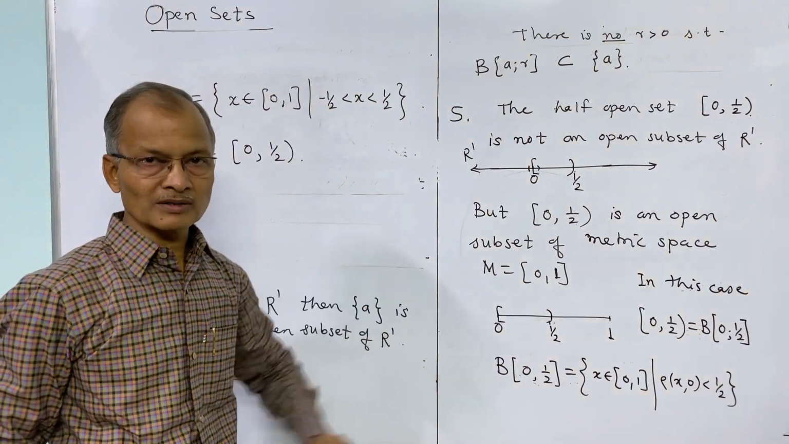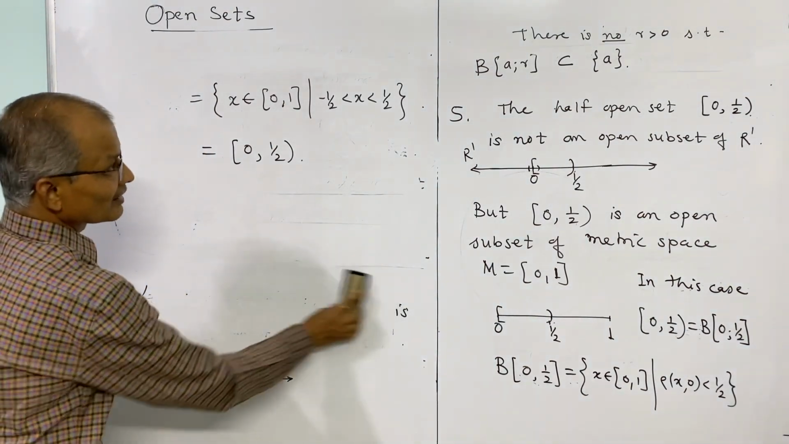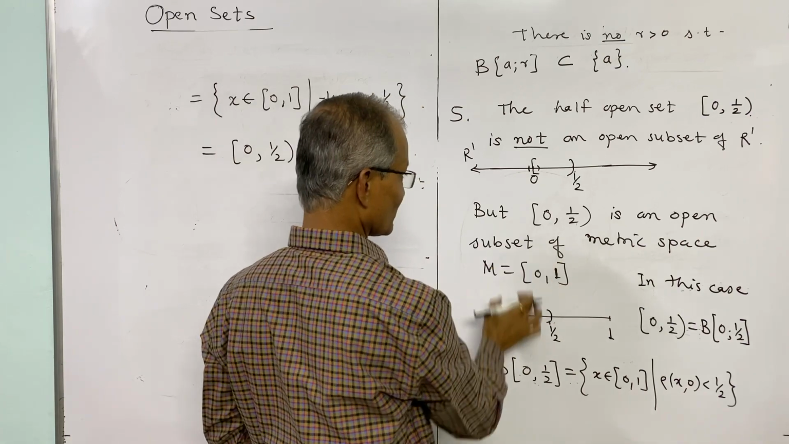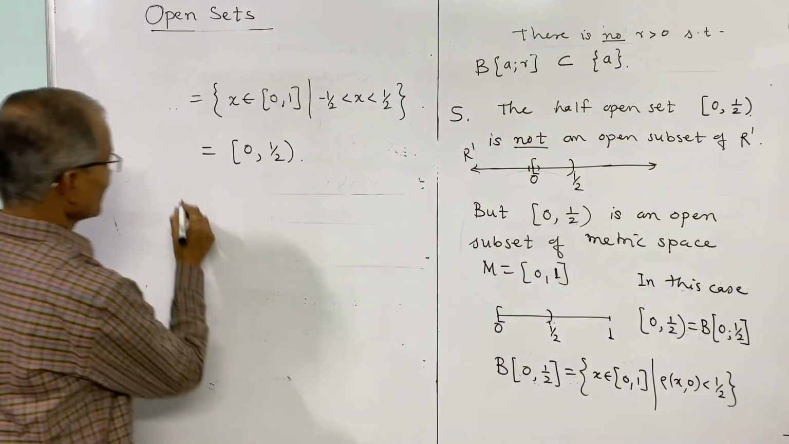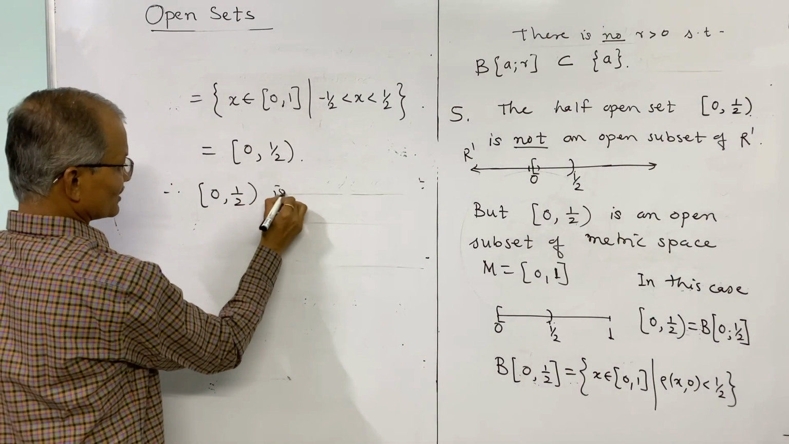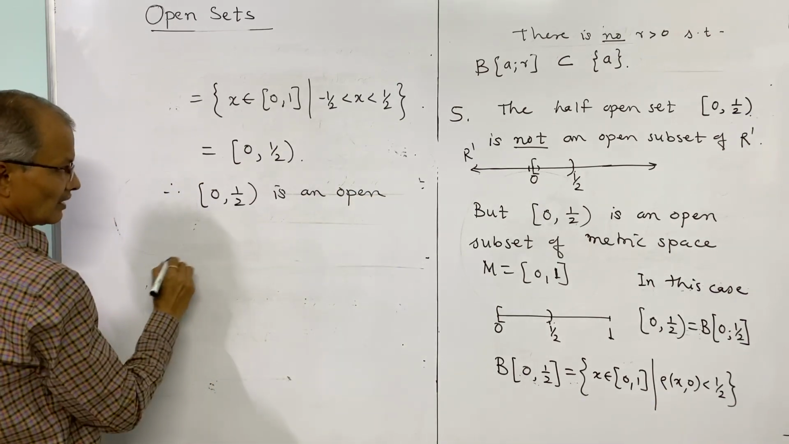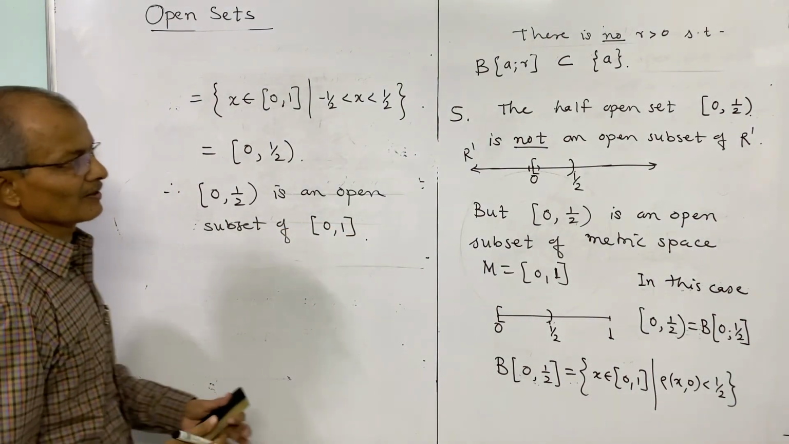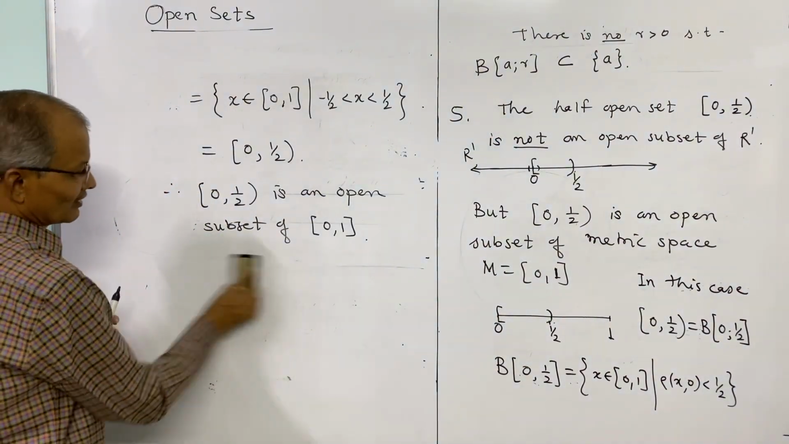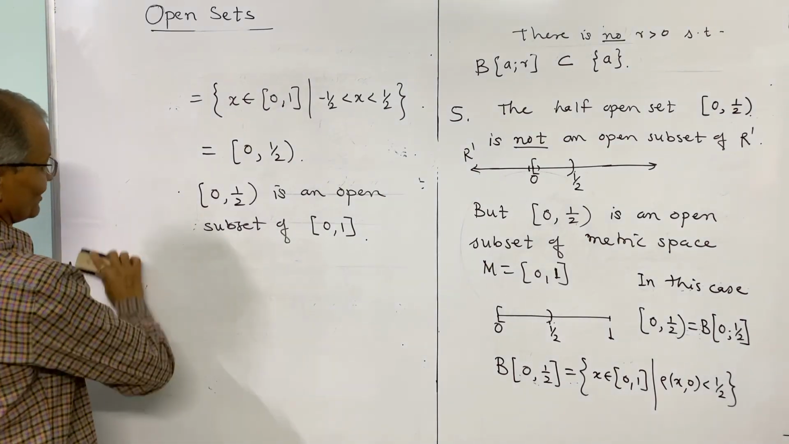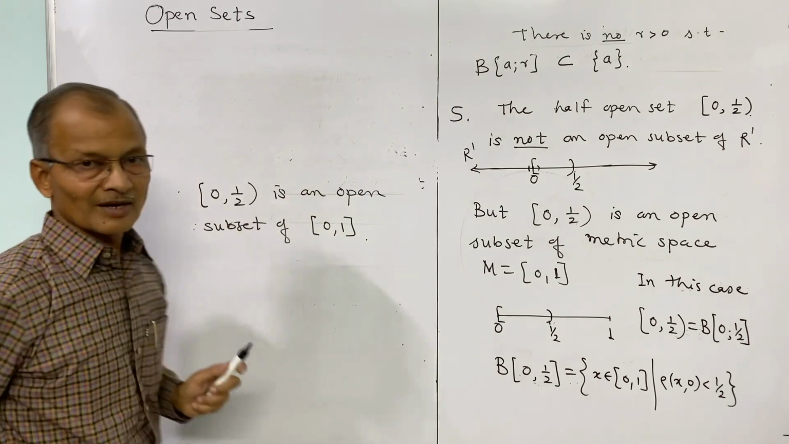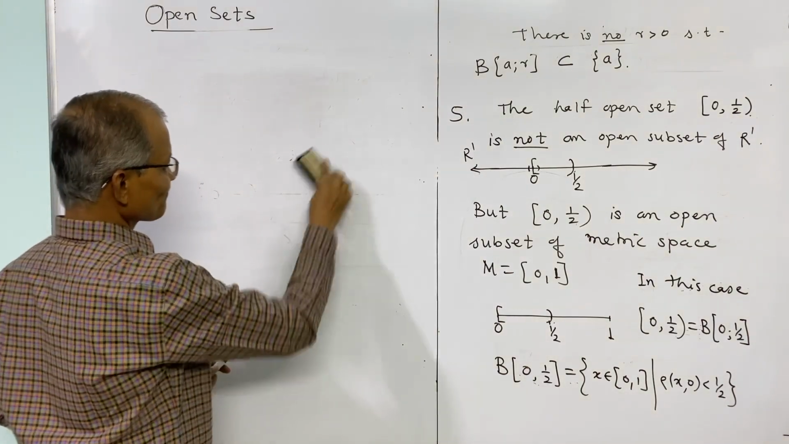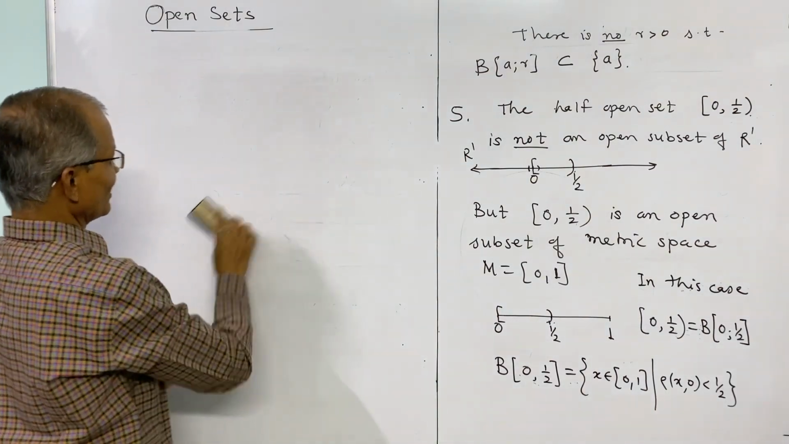We know every open ball is an open set, and therefore this is open. Thus it depends on the metric space. The same set is not an open subset of R1, but it is an open subset of the metric space 0 to 1. So if the metric space is changed, then whether the set is open or not depends on the metric space. These are some examples of open sets. You have to understand the meaning: considering any point in the set, we can construct an open ball around that point which is again entirely in the set.